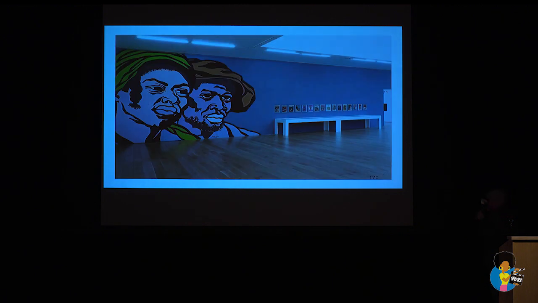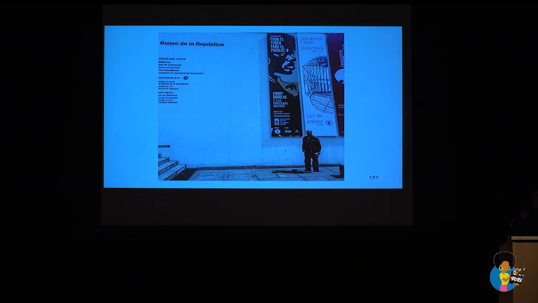Next, please. Now, this here is the same image, but this is in Nottingham, at Nottingham Contemporary, where they had an exhibition. Next, please. This is in Bogota, Colombia, at Banco de la República. Two years ago, I had an exhibition there. And this is standing outside the announcement sign for the exhibition.